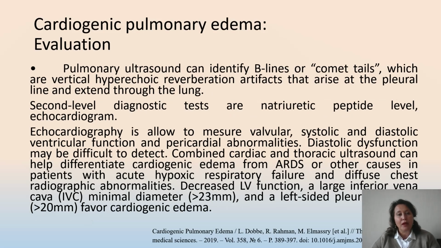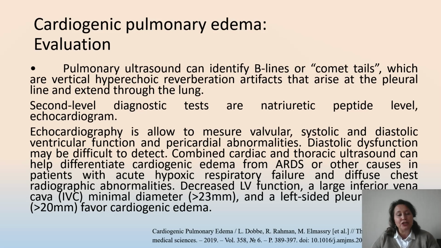Pulmonary ultrasonography can identify B-lines or comet tails, which are vertical hyperechoic reverberation artifacts that arise at the pleural line and extend through the lung. Second level diagnostic tests are natriuretic peptide level and echocardiogram. Echocardiography allows measurement of valvular, systolic, and diastolic ventricular function, and pericardial abnormalities.